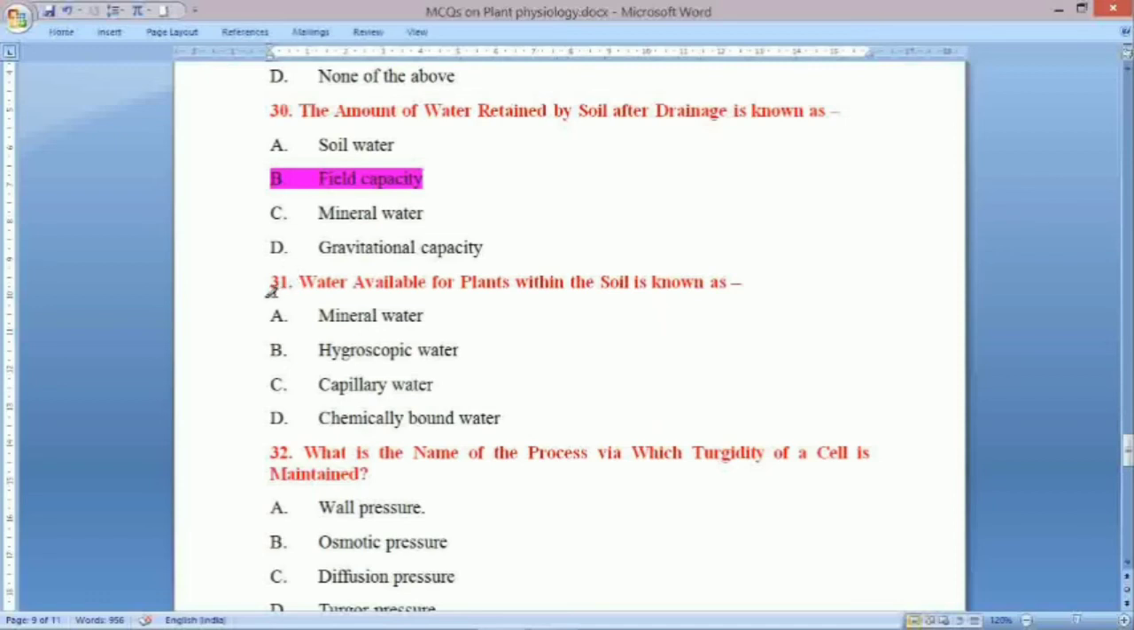Next question, question number 31. Water available for plants within the soil is known as. Option A, mineral water, B, hygroscopic water, C, capillary water, and D, chemically bound water. And here the right answer is option C, capillary water.